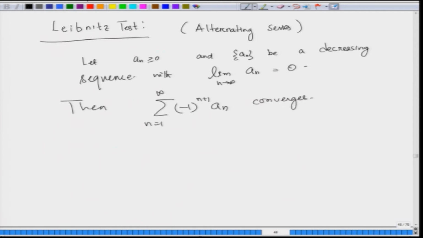So, before proving this, let us see some examples. If you grant me this result, then first let us look at the example: summation over n equal to 1 to infinity of minus 1 to the power n plus 1 by n. Here 1 by n is greater than 0 and 1 by n plus 1 is less than 1 by n. So, decreasing, and 1 by n goes to 0. Therefore, by the Leibniz test, this is convergent.